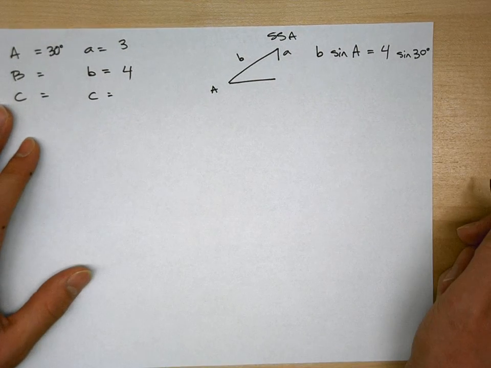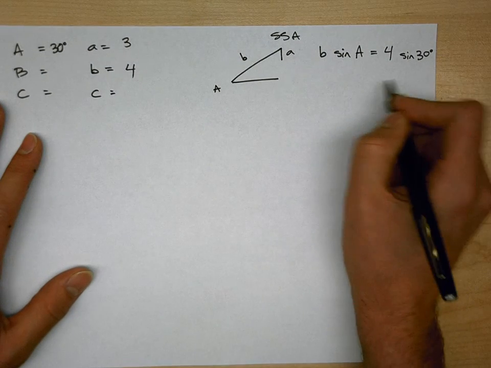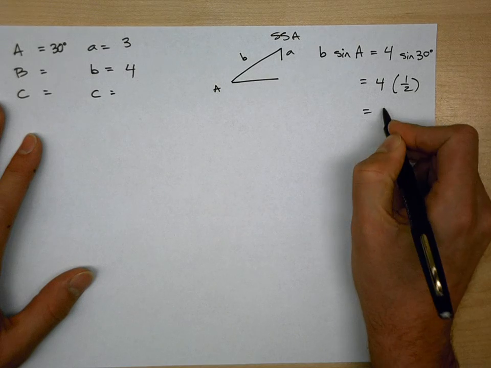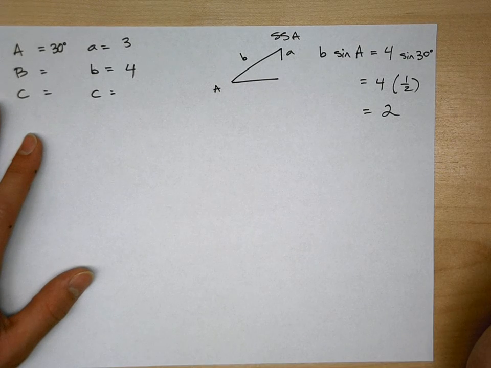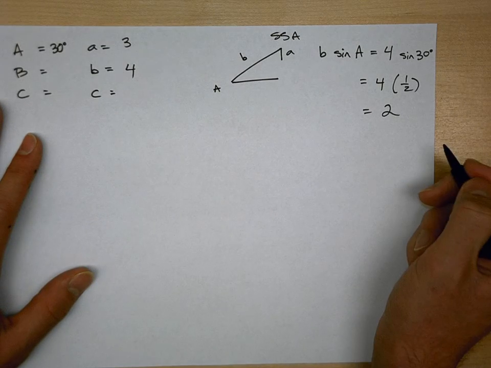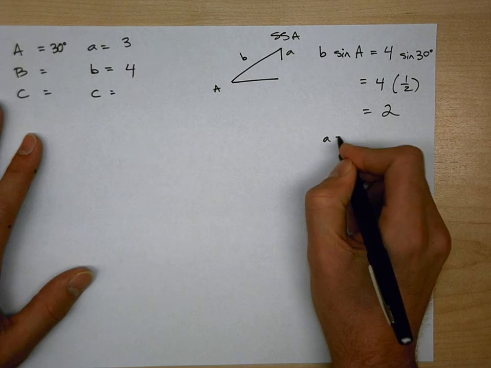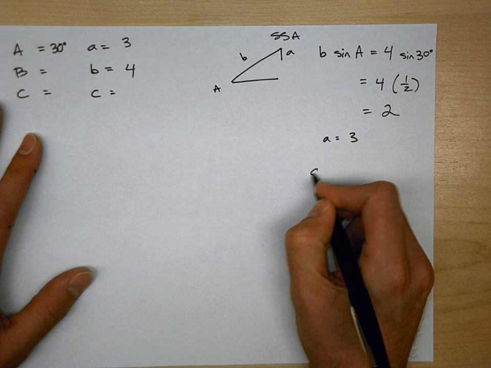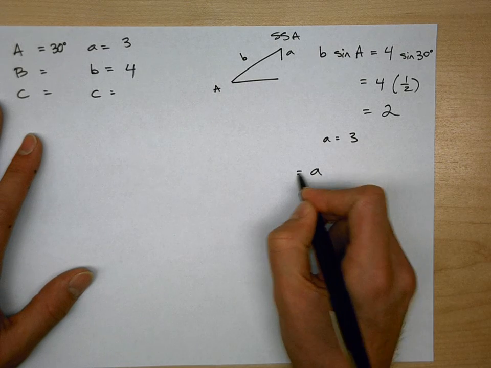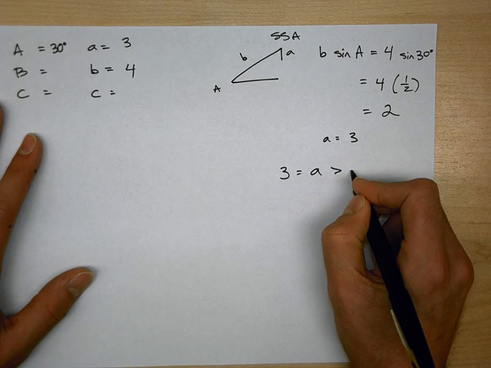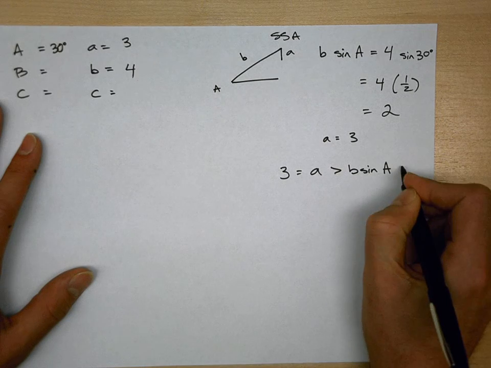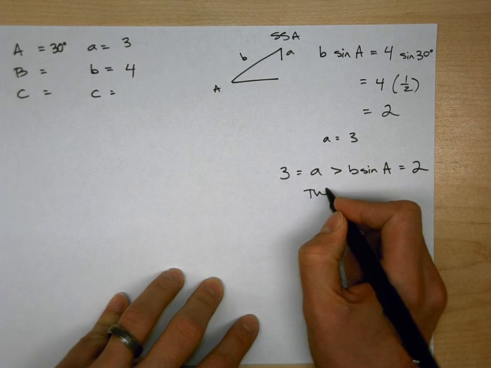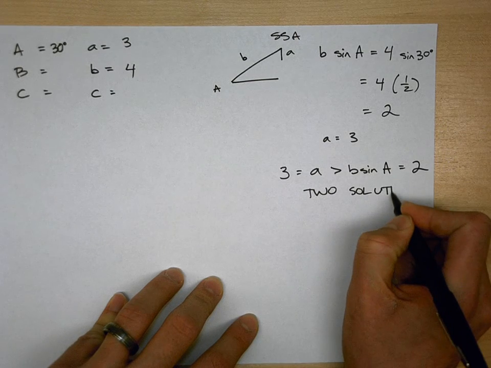If you remember from your unit circle, or you just know your trig really well, you know that sine of 30 degrees is 1/2. So b sine of A is going to equal 2. And you compare that to 3, to a. So we know that a equals 3. So in this case, a, which is 3, is bigger than b sine of A, which is 2. So we know that we are going to have two solutions.